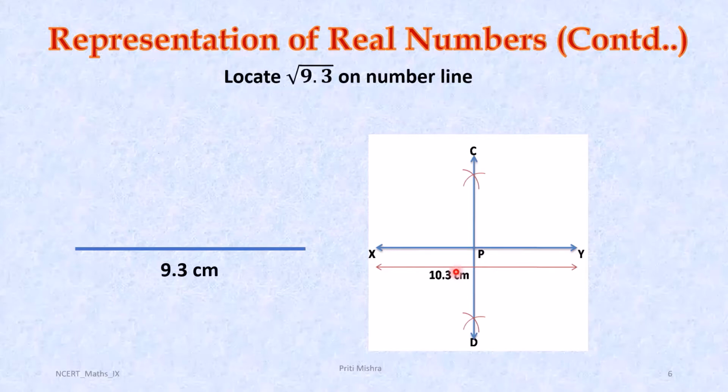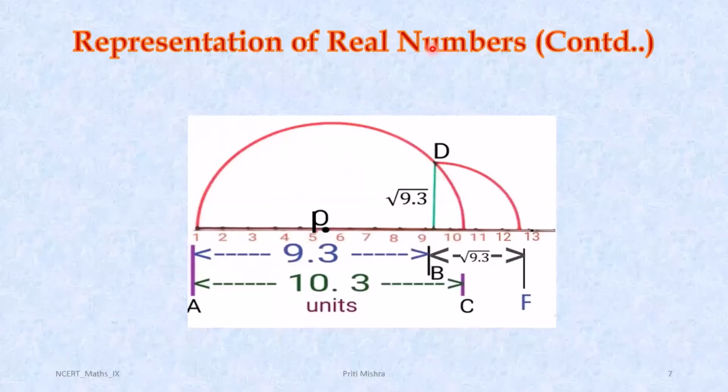Now what we need to do is, with the compass, measure the length XP and draw a semicircle on the length of measure 10.3 centimeter. Here we are going to draw a semicircle.